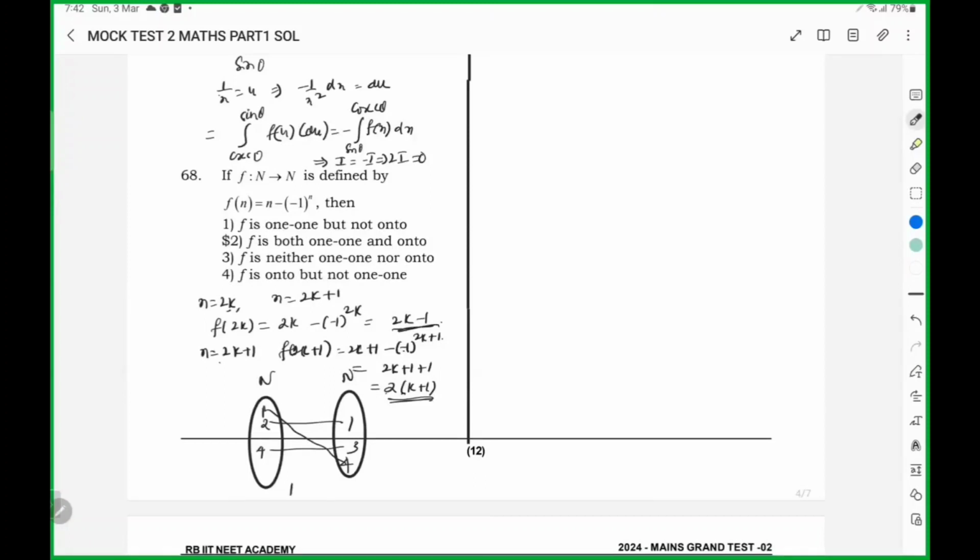So that means the range becomes natural numbers, which is the codomain. So distinct elements have distinct images. At the same time, the range is the codomain. It is both one-one and onto.